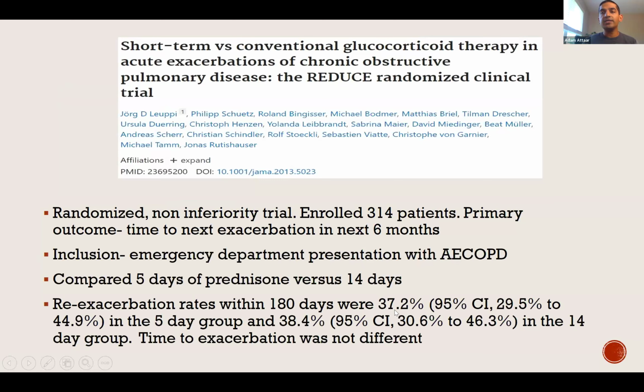What they found was that between these groups, re-exacerbation rates at 6 months did not differ, nor did the time to first exacerbation. So the 5-day course was non-inferior to doing 14 days.